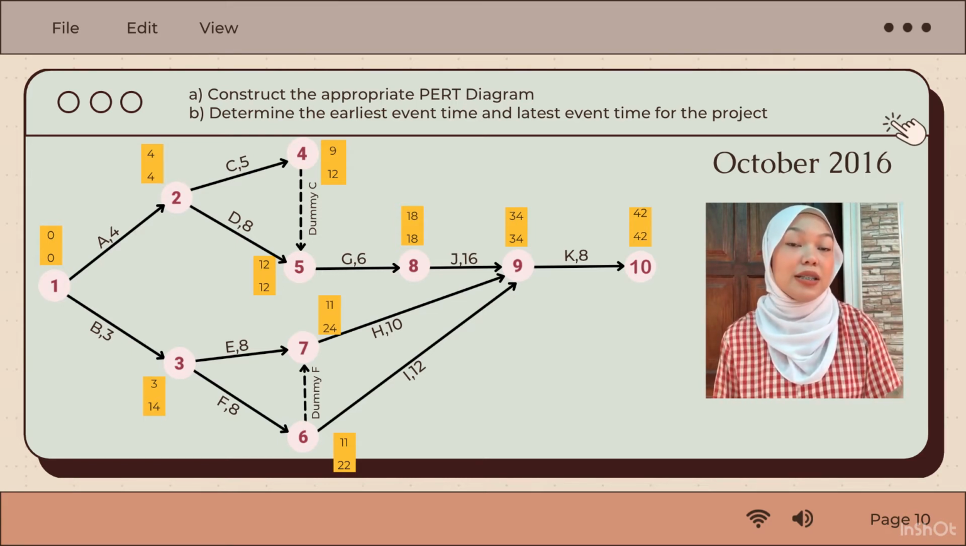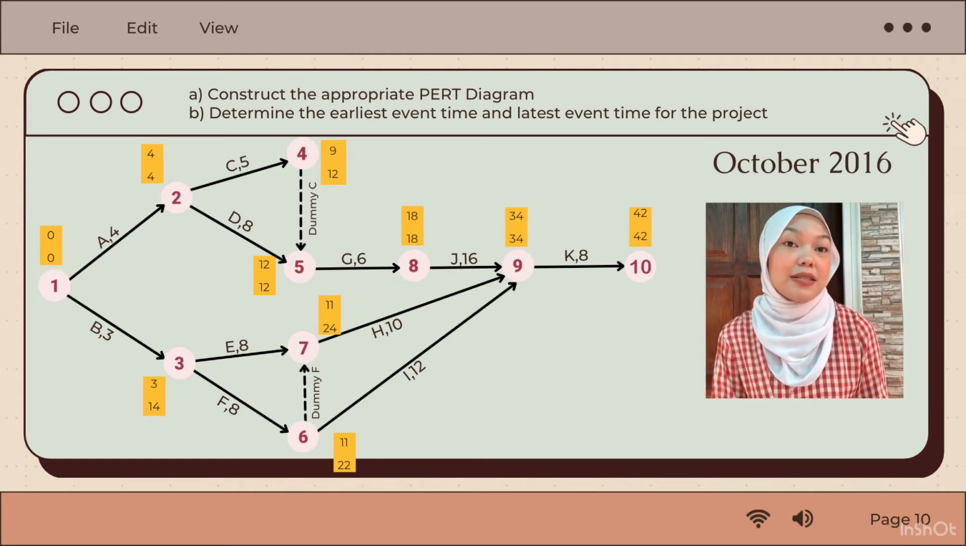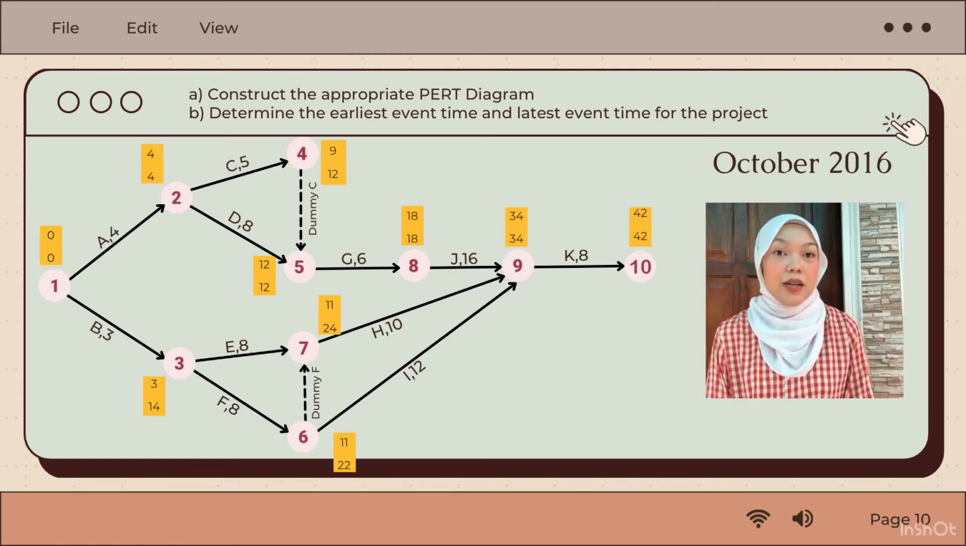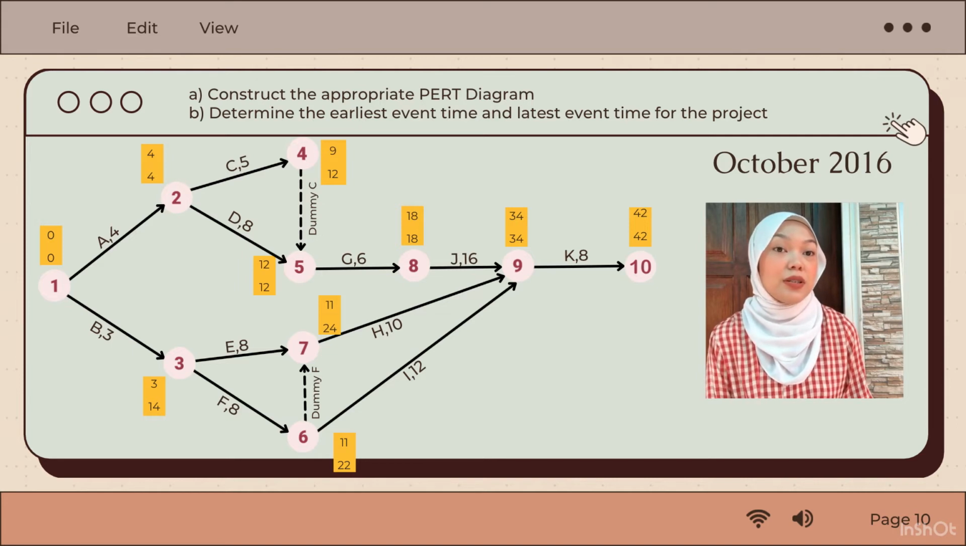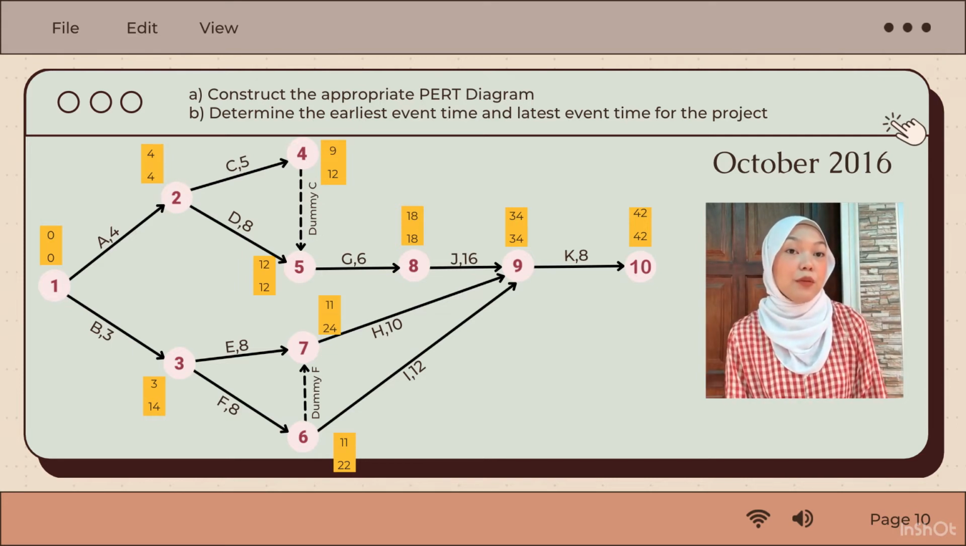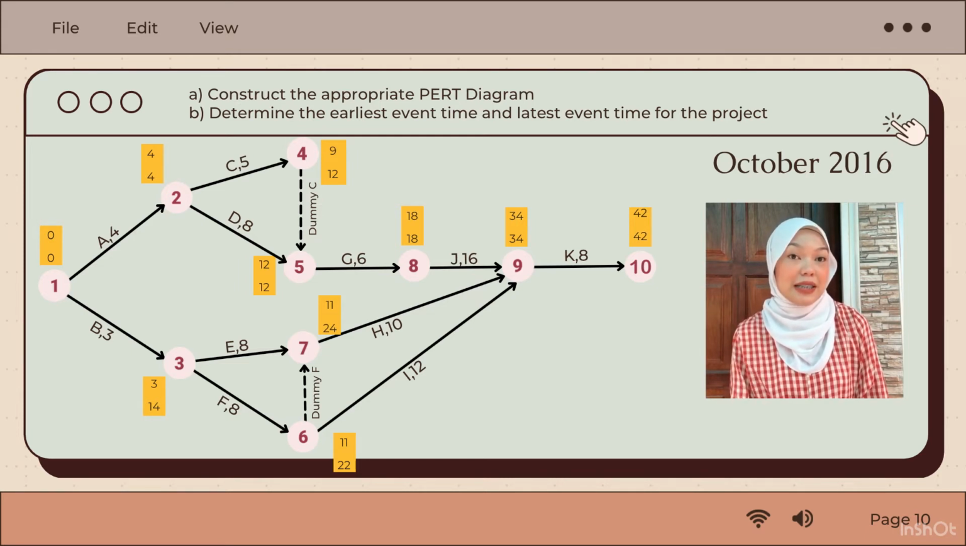In this situation, we need to use a dummy because C and D do not end at the same subsequent node. Draw two nodes, which are node 4 at C, 5, and node 5 at D, 8. Therefore, we put the dummy from node 4 to node 5. The dummy represents activity C, and the duration for the dummy is 0. Draw a line from node 5 representing activity G, 6.